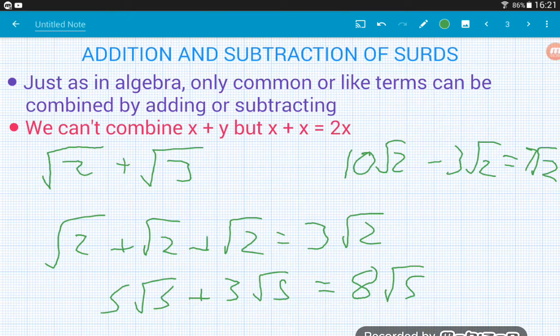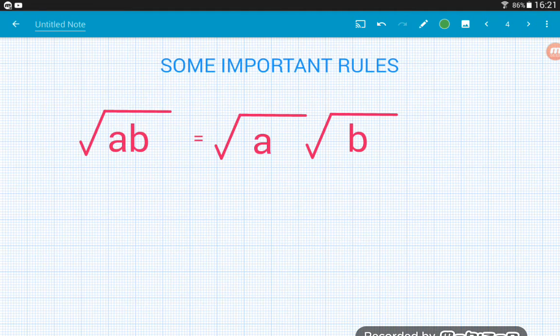Okay, so addition and subtraction of surds works pretty much exactly the same as with algebra. You can only add or subtract common terms to and from each other. Okay, so let's take a peek at some other important rules with surds. Now this one is very useful. This comes into use when we're simplifying surds. Again, I'm not going to go into that here. Check out the video on it.